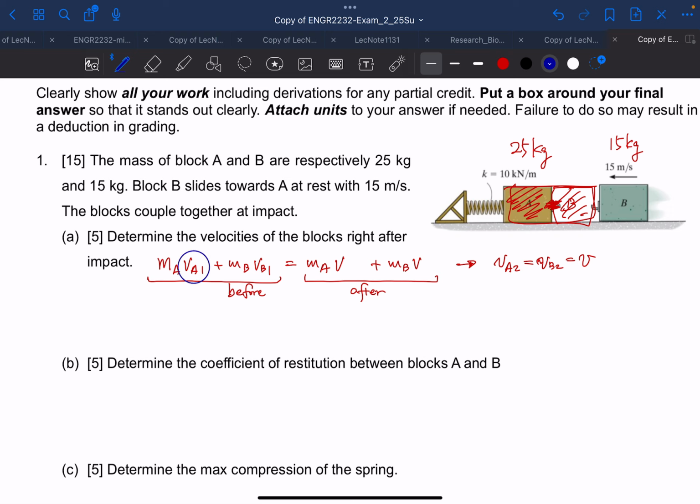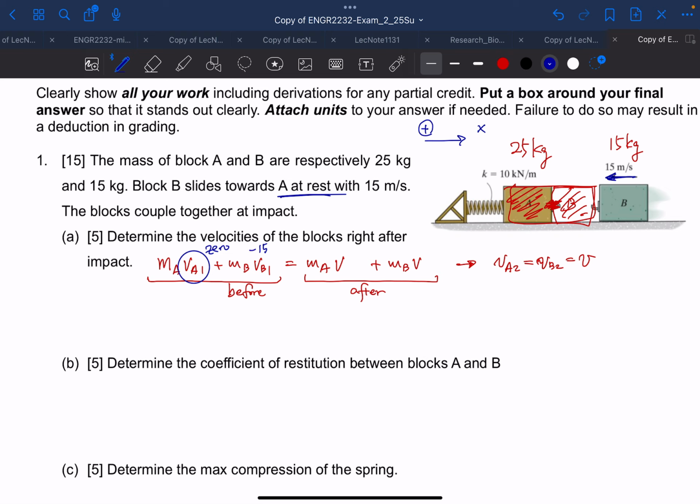VA1, this guy has a value of 0, right, because it is at rest. And VB1, this one we need to consider. If we set our axis going to this direction as my positive, then this is going to have a value of plus or minus the velocity here. If I consider going to the left as a positive direction, and this is going to the left, so we're just going to use positive 15 meter per second here. Or the opposite case, if I just consider going to the right as my positive direction, then this has to have a value of minus 15 in there.